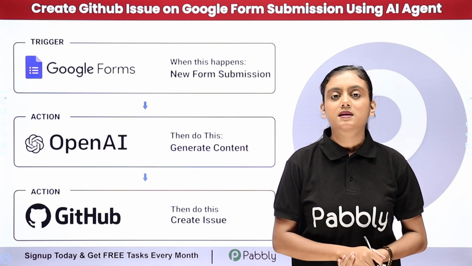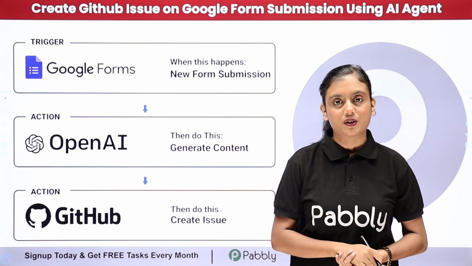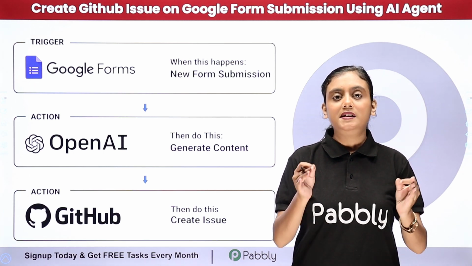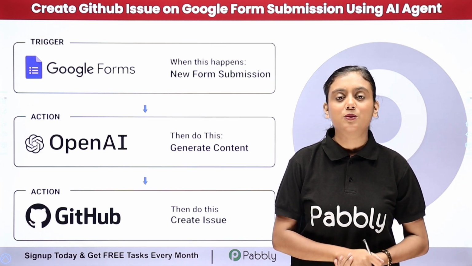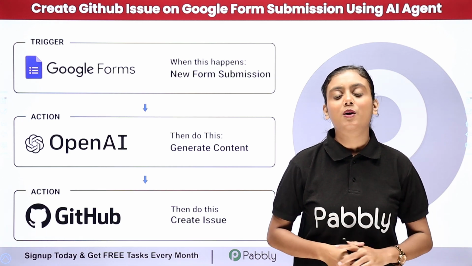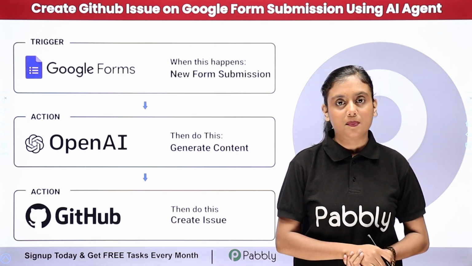Now over here, what I want is that as soon as a form submission is done by the team member, I want to create a detailed issue in my GitHub account, and doing that manually is a very time consuming and hectic task. So to solve this problem, I have created an AI agent using Pabbly Connect.